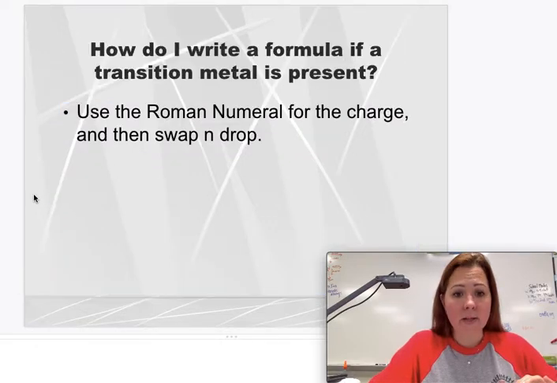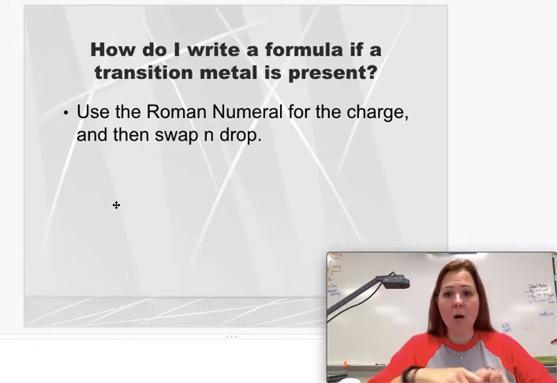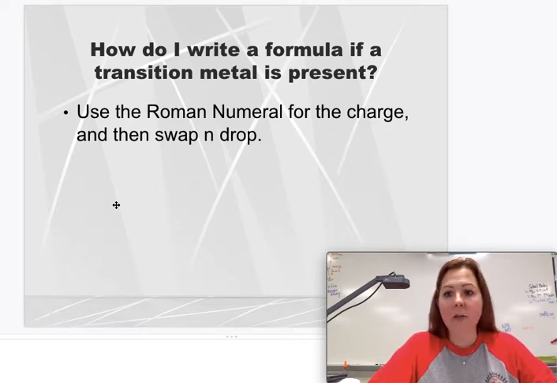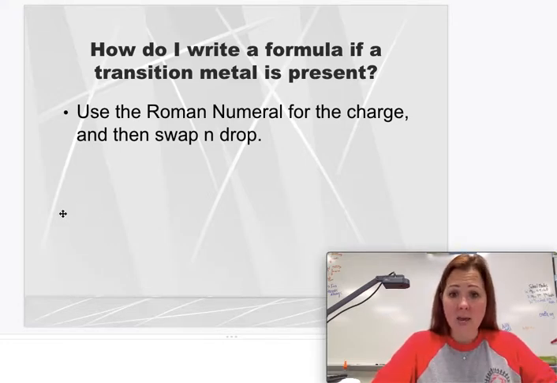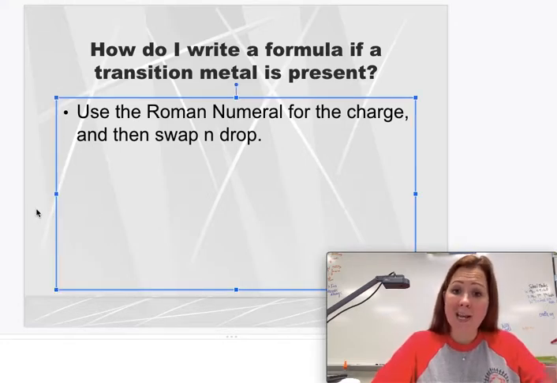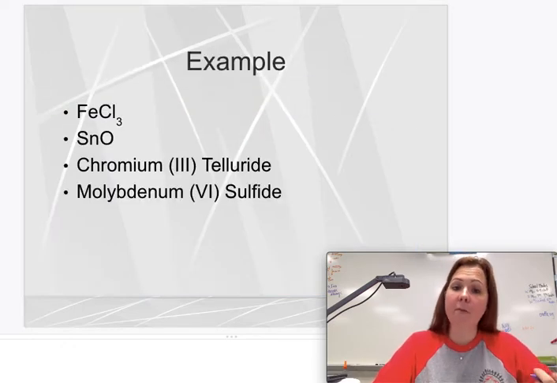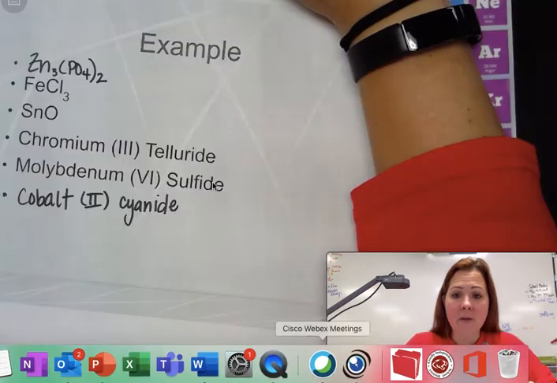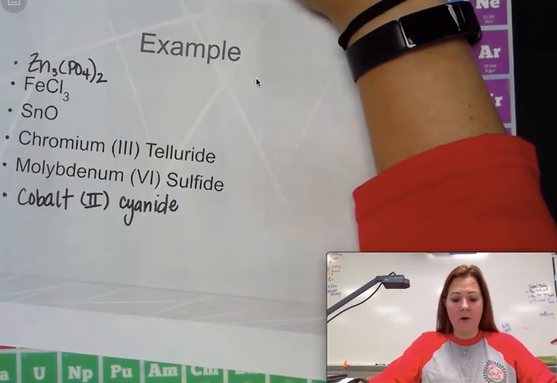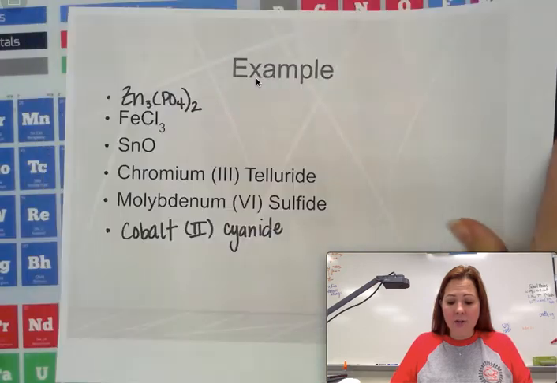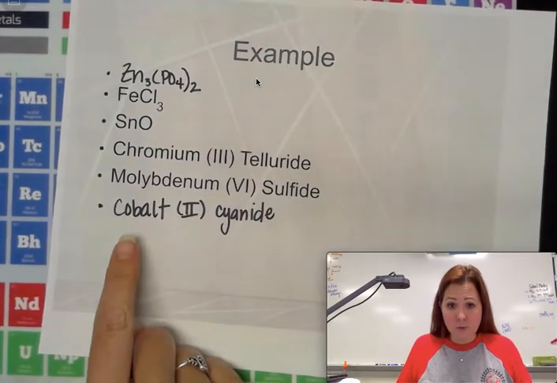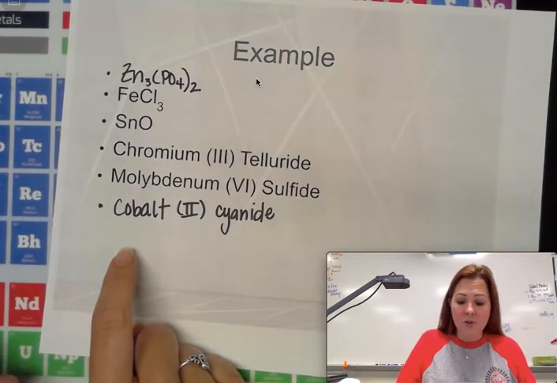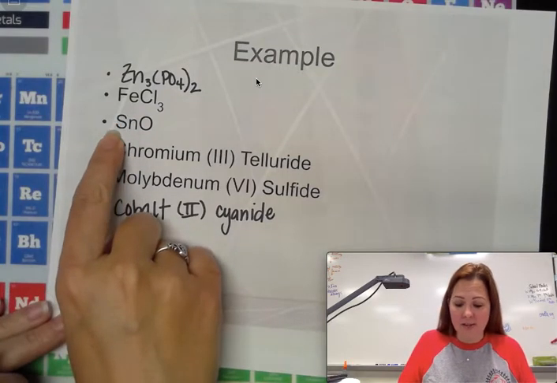So as we're looking at these, in order to write the formula, you're going to use the Roman numeral for your charge because you can't look it up, and you swap and drop. If you're writing the name, you're going to have to figure out what is that Roman numeral, which you can tell from the formula itself. So in order to do these examples, I have my document camera here and a periodic table. I'm actually going to do the bottom portion first because those are easier, and then I'll jump up to the top when we have to write the name.